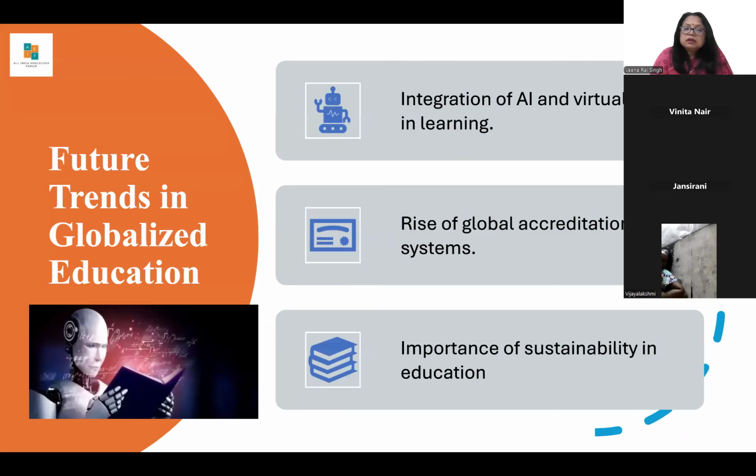Then comes the question of what the future trends in globalized education are going to be. Obviously, the integration of AI, artificial intelligence, and virtual reality in learning. Next, the rise of global accreditation. Right now we talk about state accreditation and national accreditation, but the future is going to be global accreditation.